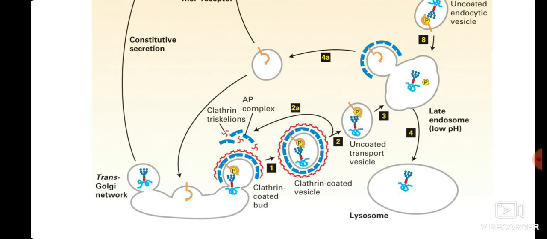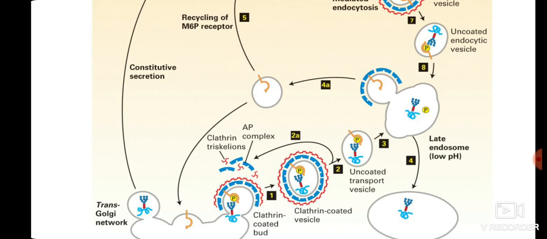So this is going to happen in the case of these hydrolases in two different pathways. One is through a secretory pathway, another through the endocytic pathway, or the other is going to be through the simple transportation path. So here the protein is going to get transported.